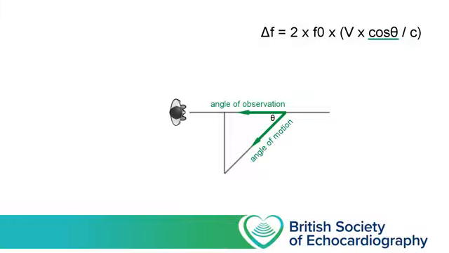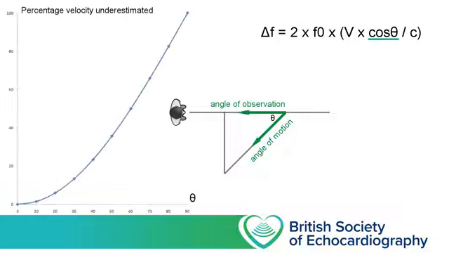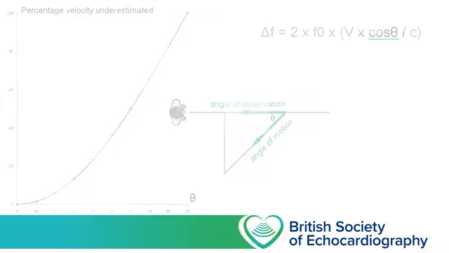The degree to which we underestimate velocity can be calculated by calculating the cosine of theta, and this graph nicely shows that as the angle increases, the degree to which we underestimate velocity approaches and then reaches 100%. Let's take a look at some ultrasound clips utilising colour Doppler that really demonstrate this.